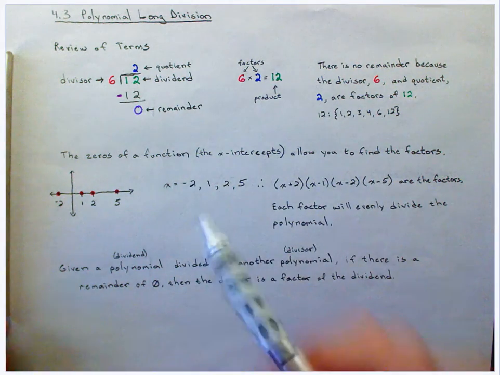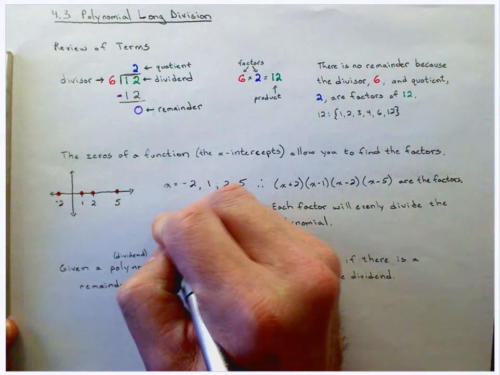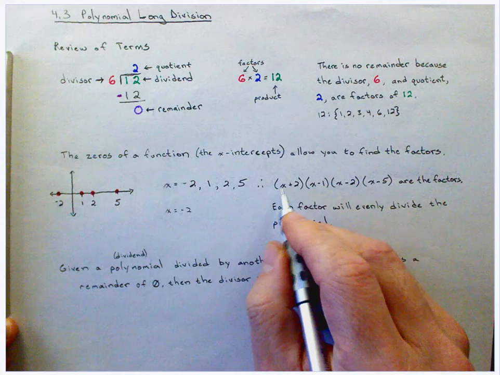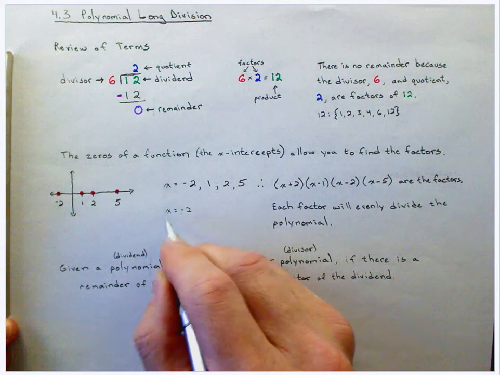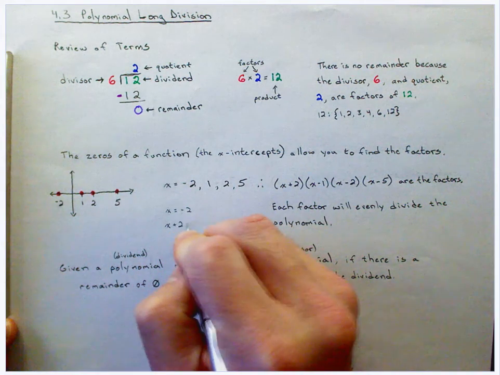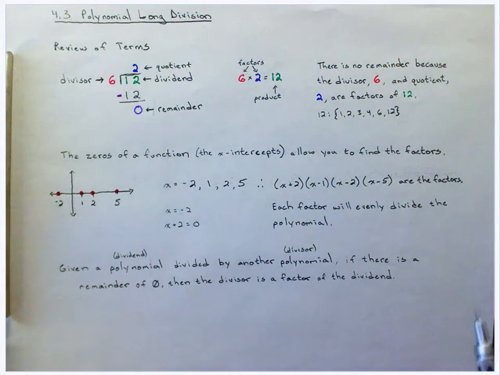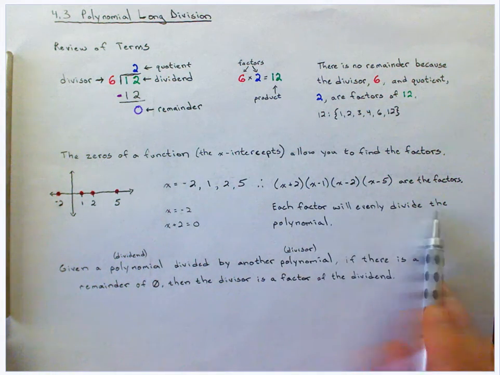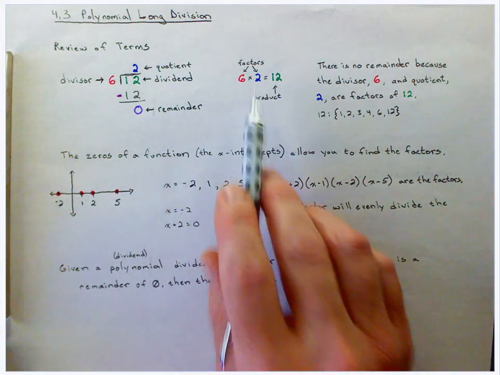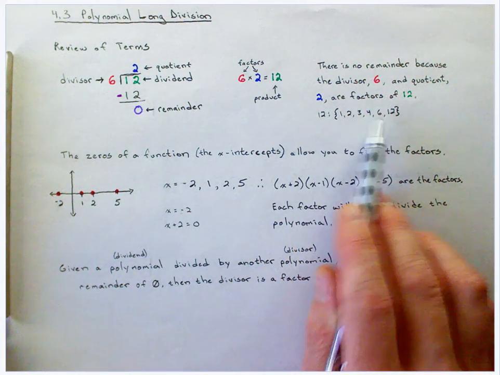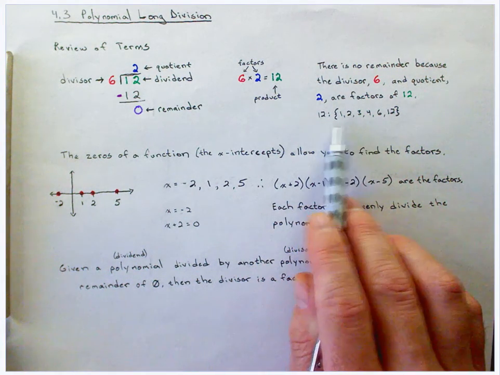And how that works is, if I say x equals negative 2 but I want to write it in the form of a factor, I need to pull that 2 over to the other side. In order to do that, I need to add 2 to both sides, so x plus 2 is equal to 0. Each one of these factors will evenly divide the polynomial, as we can see up here. No matter which of the factors I divide 12 by, it's going to divide evenly because they are all factors.